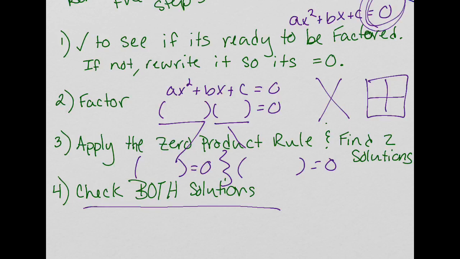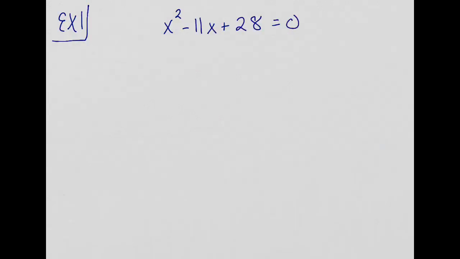So here's our first example. X squared minus 11x plus 28. So step one, check to see if it's equal to 0. In this case, it is. So we are good to go, and I actually can just skip step one. I don't have to rewrite it. It is ready to go. So then I'm going to factor.